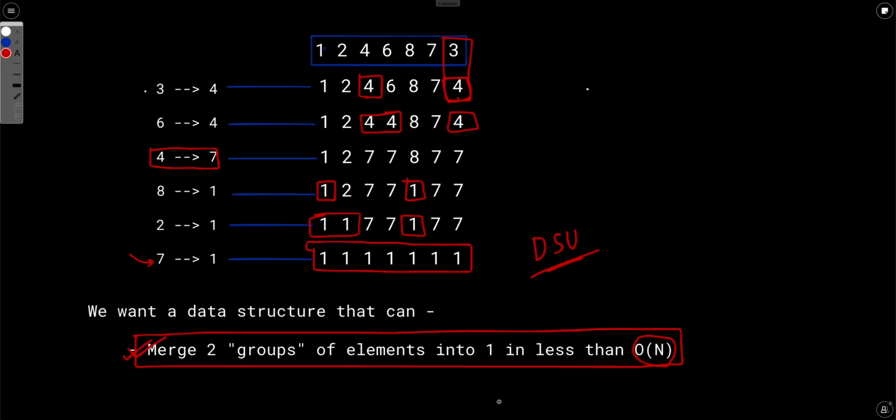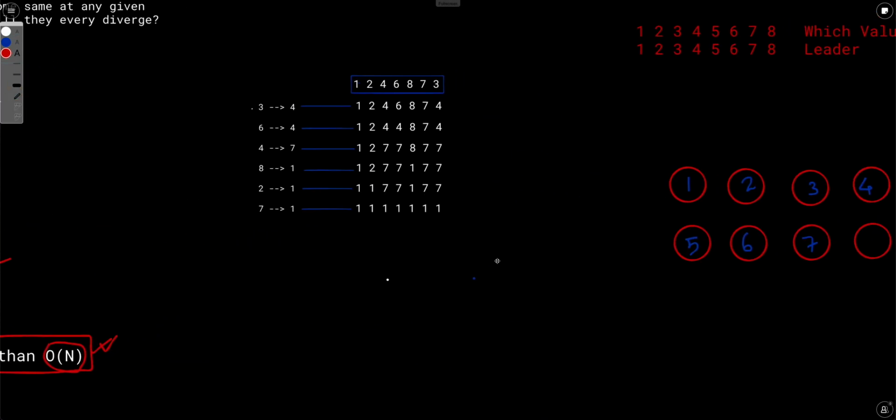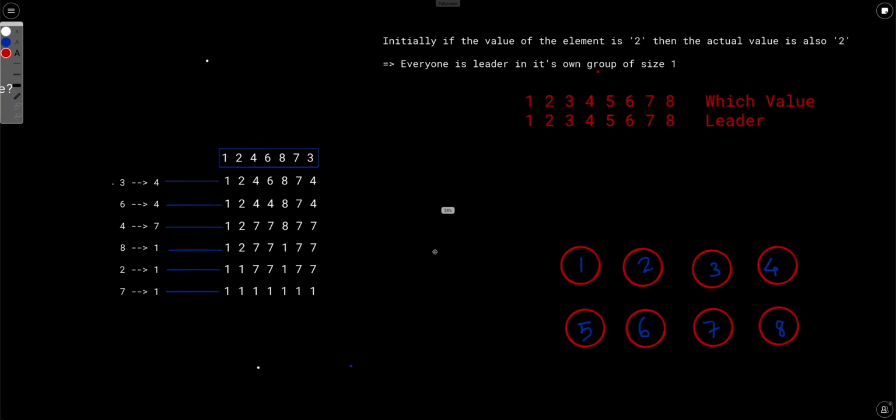So now we know that we want a DSU data structure that will perform these merges efficiently. Now we have everything that we need. Let's try to solve this. Let's think of an example and complete this.